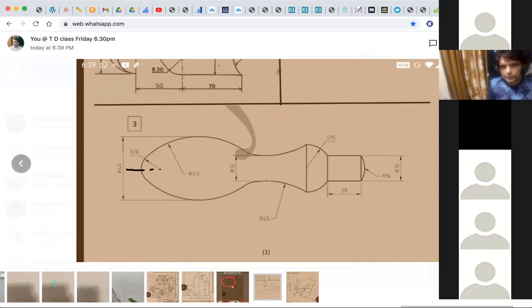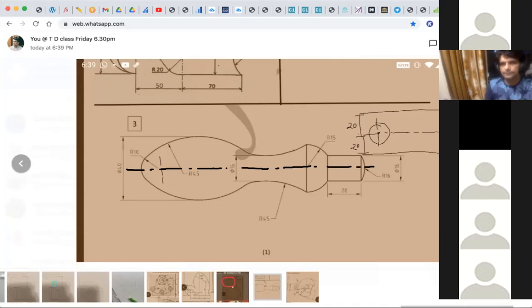What you need to assume is that this is the axis. First you draw that axis line, then you take this radius 10. So you can draw this radius 10. Then they've given 40. So you go up by 20, you go down by 20, and you draw a line like this, right? Then how much is this radius? 45. It's merging with 10, right? So 45 minus 10 is how much? 35. So that we need to cut.